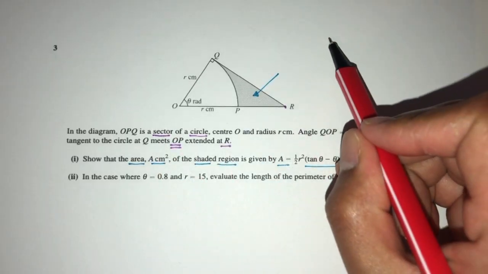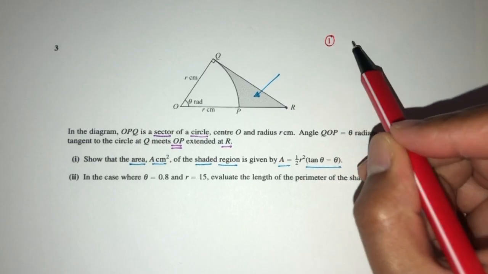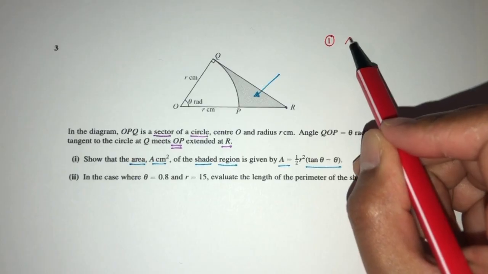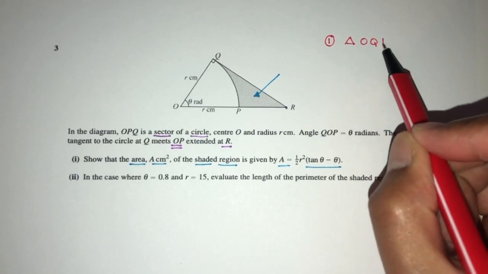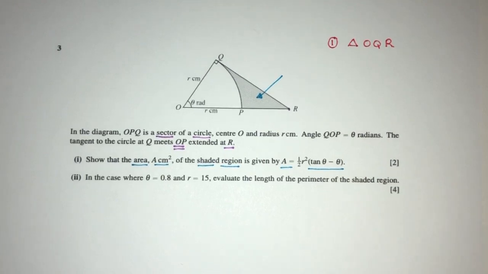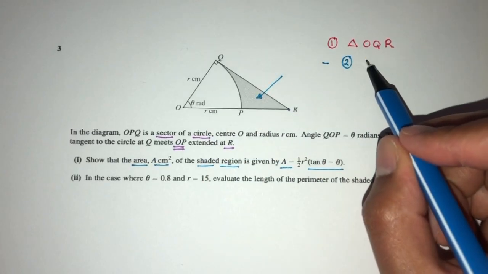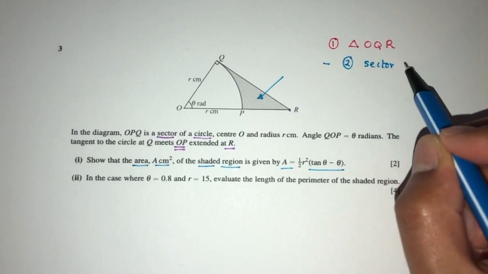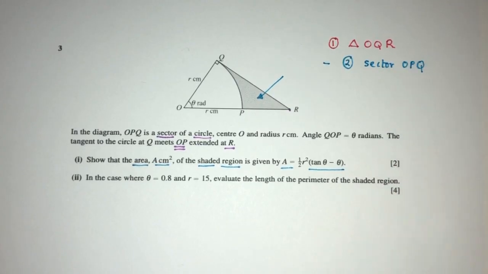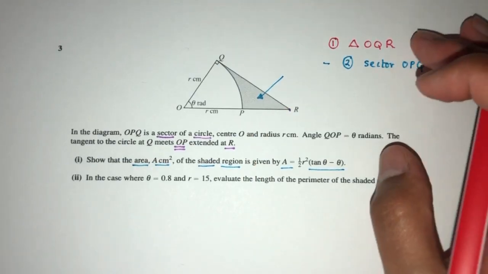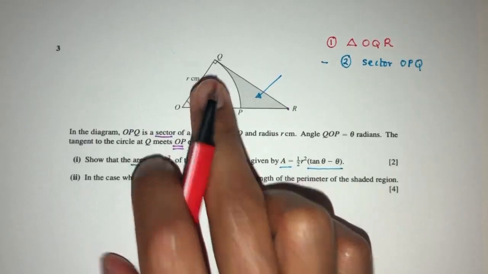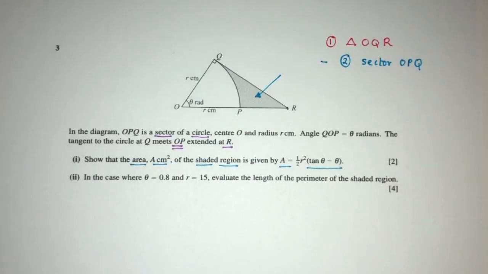So that will be number 1. We can find the area of the triangle OQR. That's the first step. If that makes sense, we find the whole thing, and then we can minus the area of the sector OPQ, so that the remaining area will be the one that we need. So as you can see, there are 2 steps. First find the big one, and then minus the small one, so we can have only this one left, and that's the one that we need. Now, how can you find the area of a triangle?